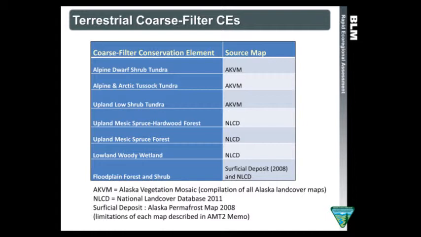Those are the alpine dwarf shrub tundra, the alpine and Arctic tussock tundra, which I'm calling that to indicate that it's similar to the tussock tundra that we described on the North Slope and the foothills of the North Slope. And then also the upland low shrub tundra. And then from the National Land Cover Database map, the NLCD, we're going to derive the forested classes. And that's the updated NLCD.